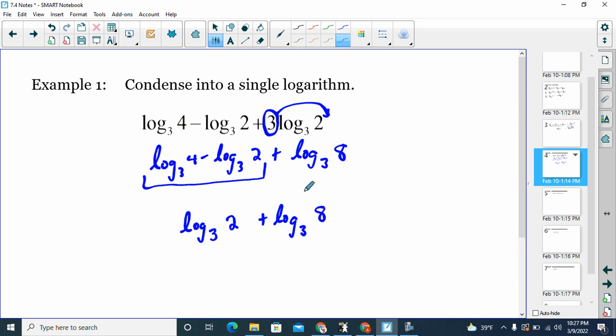And then the first property says when I add two logarithms, I can multiply their arguments. 2 times 8 gives me 16. Log base 3 of 16 is correct.